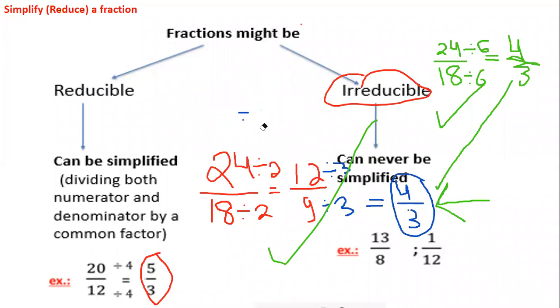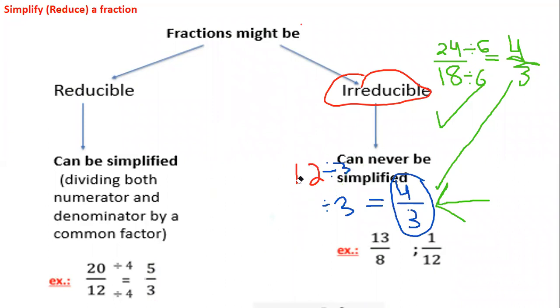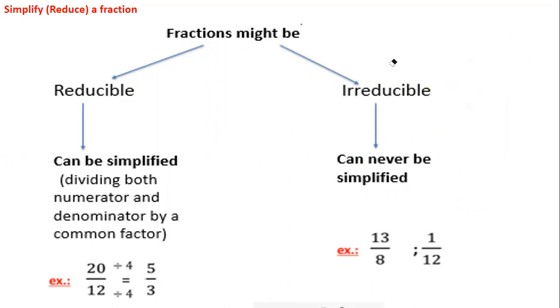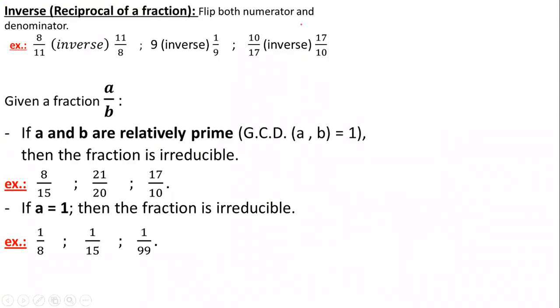Does anyone have a question on reducible and irreducible fractions other than Karim? Any questions, guys? Okay. So this is what we have to know: reducible fractions are the fractions that can be simplified. Irreducible are the fractions that cannot be simplified.